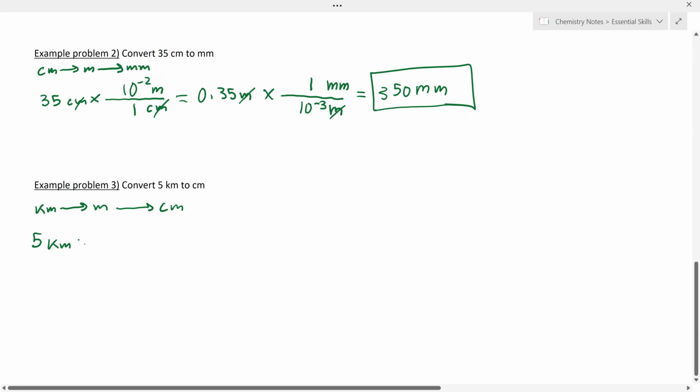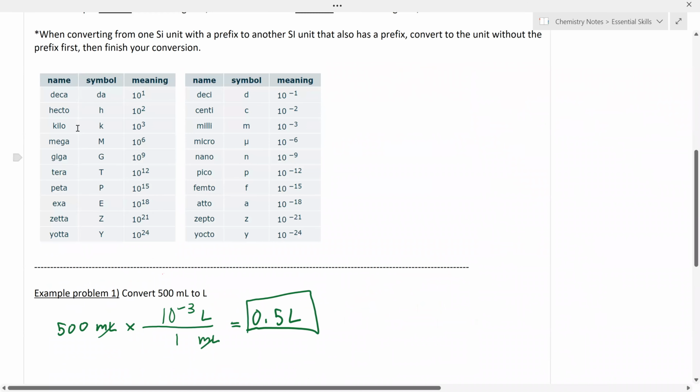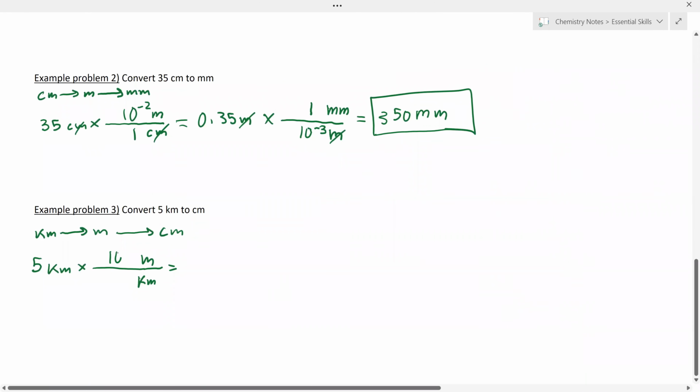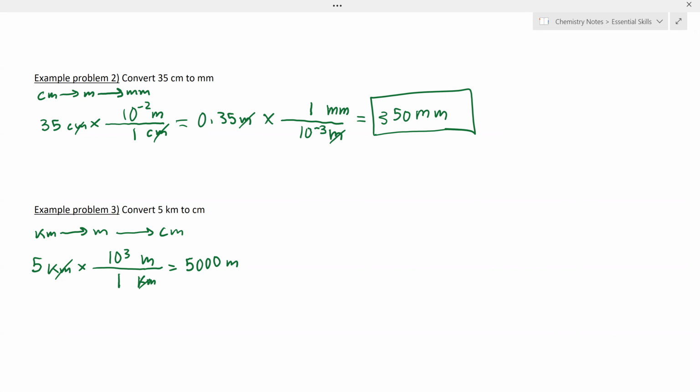We have 5 kilometers. Remember, we put the kilometers on the bottom and the meters on the top. And then we go back. What does kilo do? Kilometer, 10 to the power of 3. This time we wanted to go with the smaller unit. So the kilometers cancel out, and they do 5 times 10 to the power of that positive 3. And you end up with 5,000 meters. This is already telling us that we're going to have a lot of centimeters, but it is what it is.